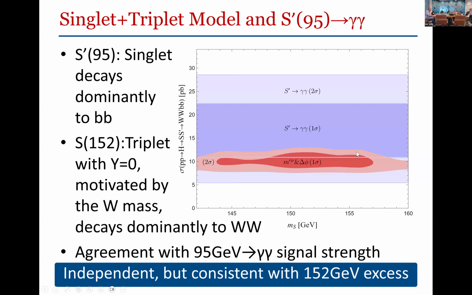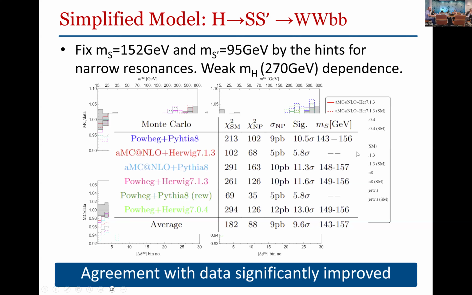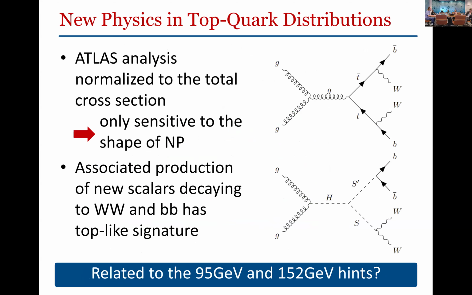And now, if you look at this table, you see the agreement with the Standard Model was horrible. Normally you expect a chi-square of 1 per 1 degree of freedom, but this was absolutely horrible. If you add new physics, you are doing better. Depending on the Standard Model simulation, which has some uncertainties, you are doing at least 5 sigma better than the Standard Model. So the new physics you added was the 95 and also the 152? Exactly. This is what I'm coming to now.